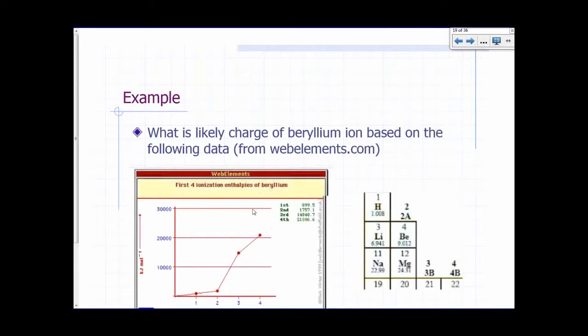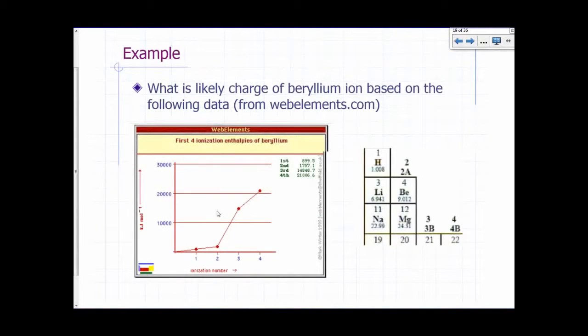Here's data from webelements.com for beryllium. Here's the first ionization energy of beryllium, and the second ionization energy. Between the first and the second, you're going from 899, so that's about 900 kilojoules per mole, to 1757, so that's about 1800. So it gets twice as hard to remove the second electron. It always gets harder to remove the second electron because the remaining electrons will have one less electron shielding them from the nucleus. So they'll feel a much stronger pull from the nucleus. It's always going to get harder.